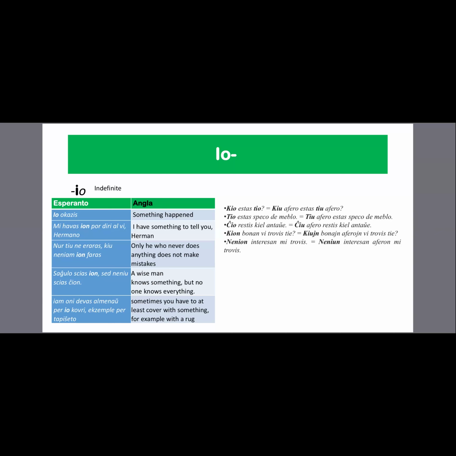Ĉio restis kiel antaŭe. All remained the same as before. Kion bonan vi trovis tie? What good did you find there? Nenion interesas min. Nothing interests me. So you can see how much we can use these table words to make your own sentence and also to find a solution or to respond. So okay, this is about io.